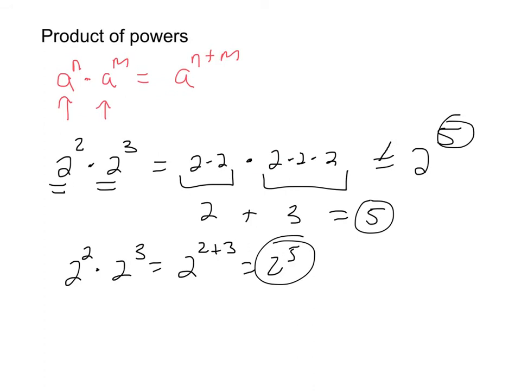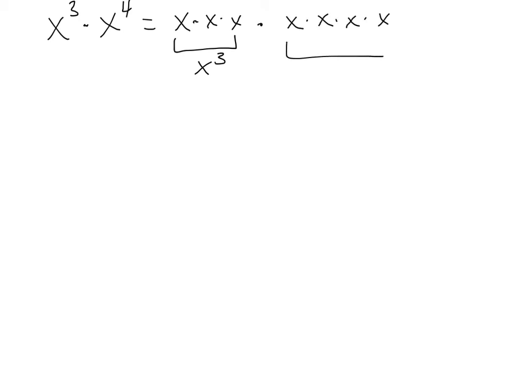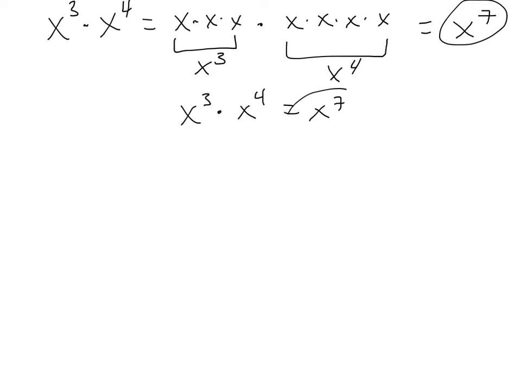It works the same way with variables. If we had variables, we would just take x cubed times x to the 4th, and it would be the same as x times x times x. This is our cubed term. This is the same as x cubed times x times x times x times x. This is our x to the 4th. Well, how many total x's do we have? We're multiplying 7 x's. So x cubed times x to the 4th is the same as x to the 7th.